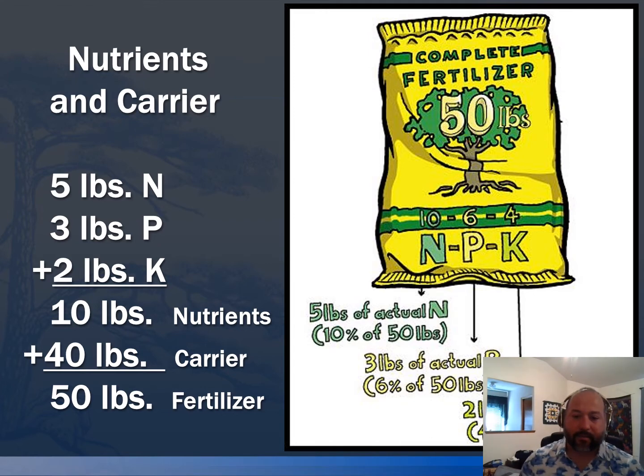If it's a 50-pound bag with 10, 6, and 4, we're going to have 5 pounds of actual nitrogen in this bag, 3 pounds of phosphorus, and 2 pounds of potassium. So that's 10 pounds of the nutrients that we need to put in the soil. We're also going to have 40 pounds of carrier, which is basically organic matter or topsoil, to give us our 50 pounds of fertilizer.